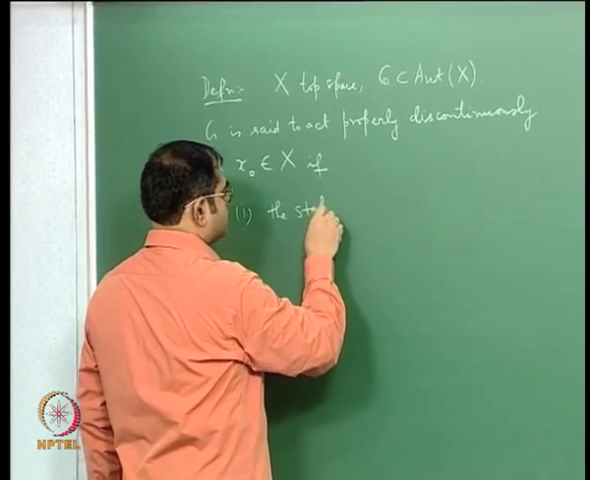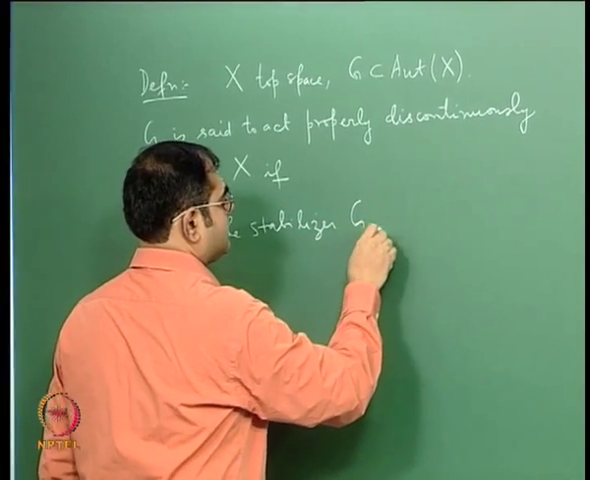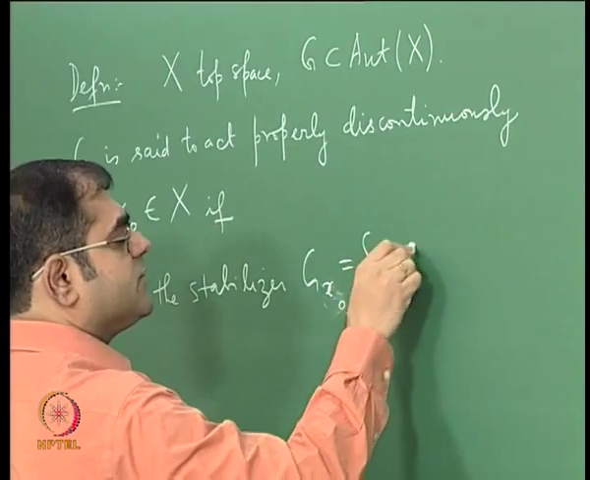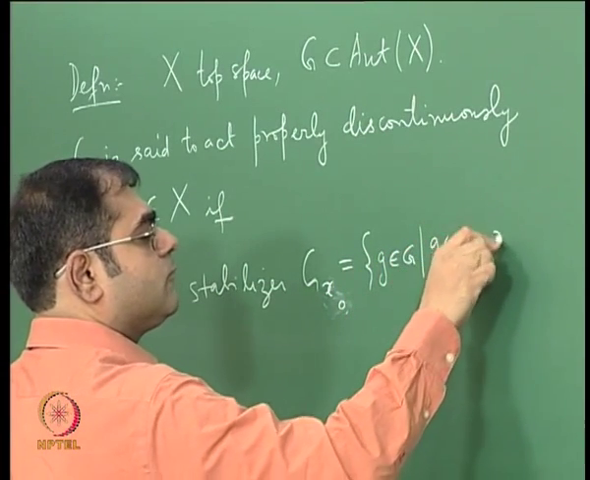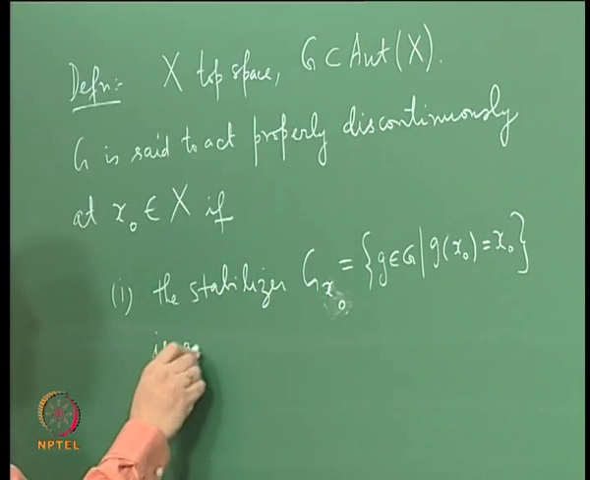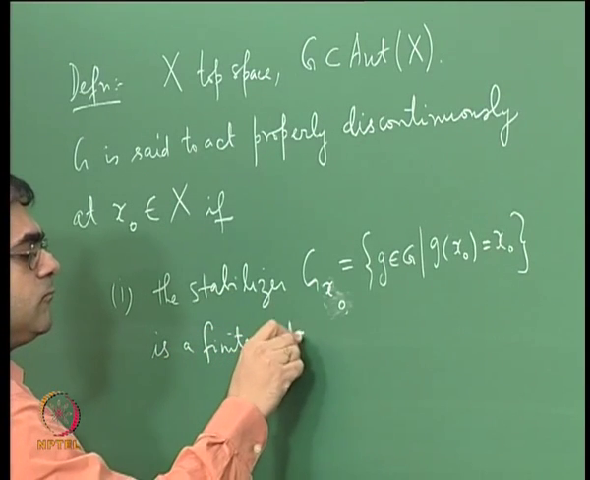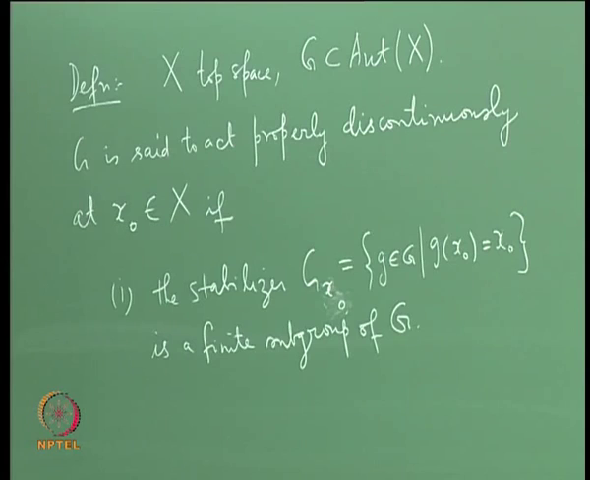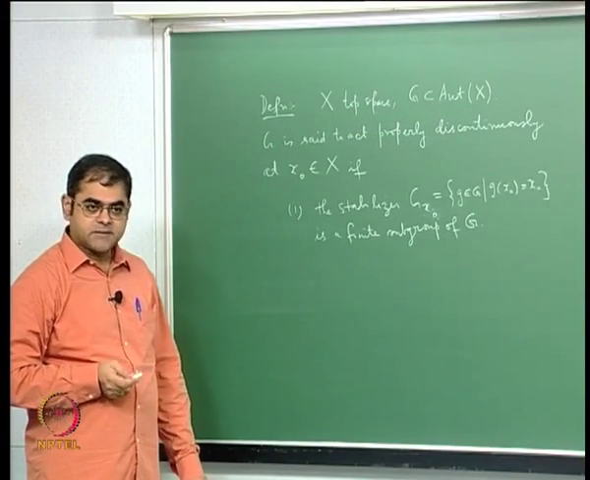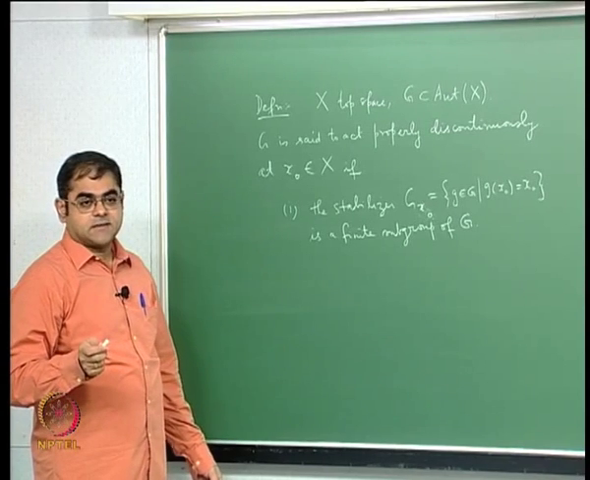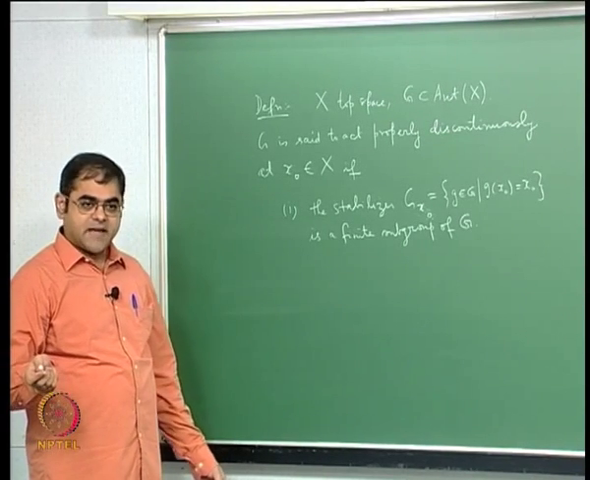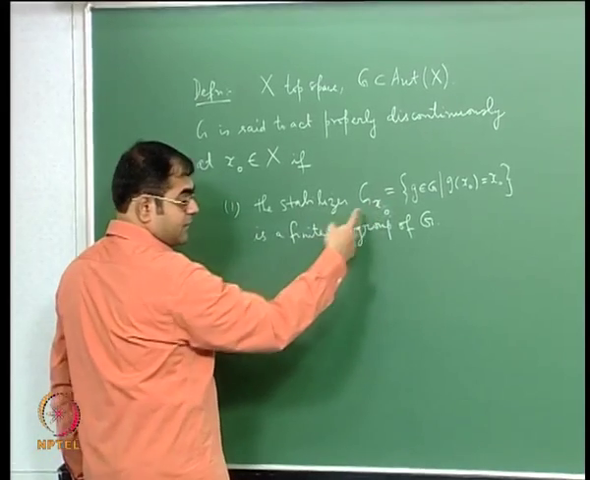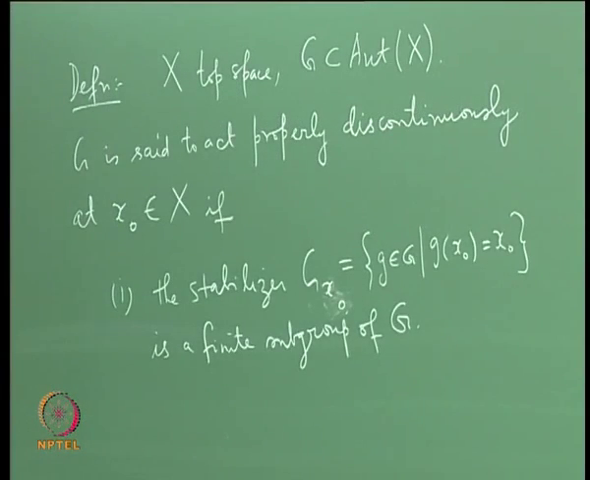The stabilizer G_X0, which is the set of all g belonging to G such that g of X0 equals X0, is a finite subgroup of G. Of course the stabilizer will be a subgroup by definition, and all we want is that it is finite. And in the case when there are no fixed points, that is when the action is fixed point free, this stabilizer has to be trivial. That is, it is just a subgroup which contains only the identity element, the identity transformation.